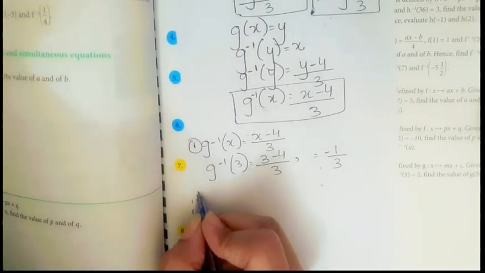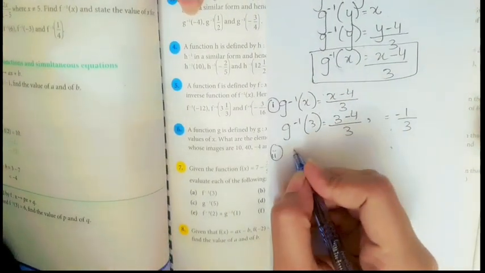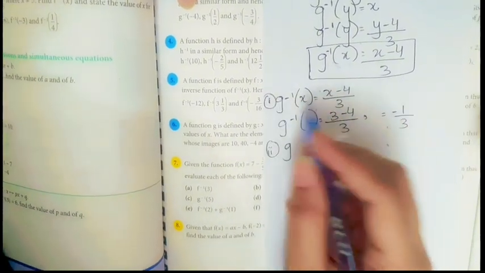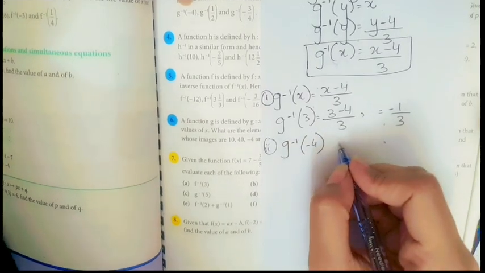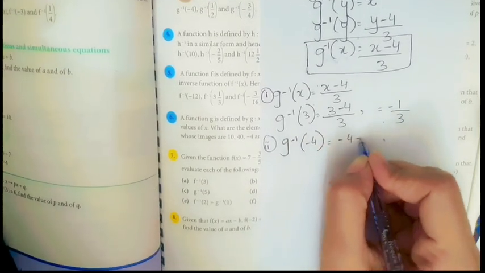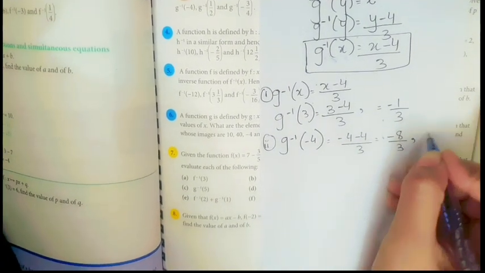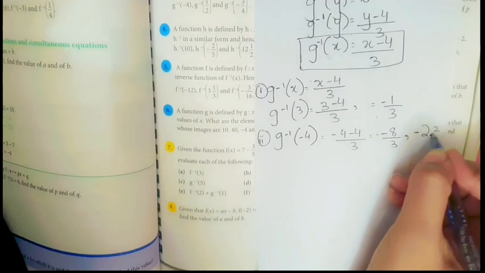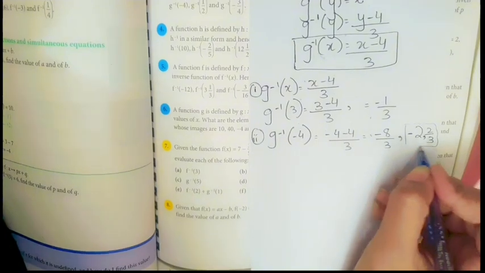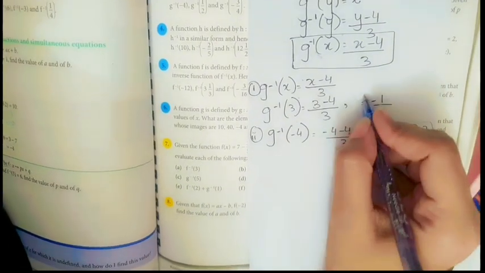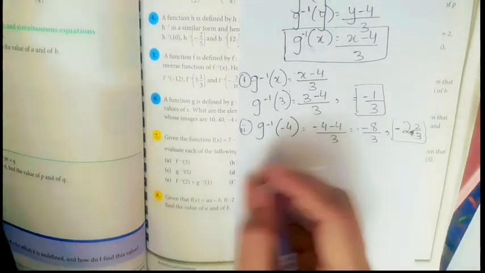Okay, now the second part is to find g inverse of minus 4. I'm not writing the equation again and again, just putting the value minus 4 in place of x. So it would be (-4 - 4)/3, and it would be minus 8/3, or we can write minus 2 whole 2/3. g inverse of minus 4 is equal to minus 2 whole 2/3. Okay, this is g inverse of 3, and this is g inverse of minus 4.